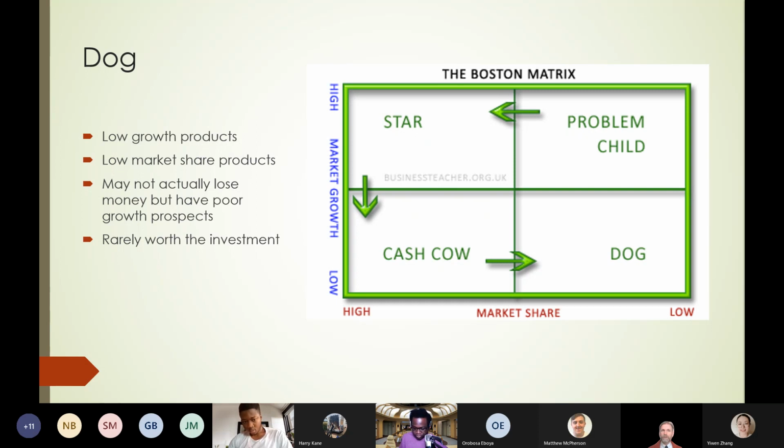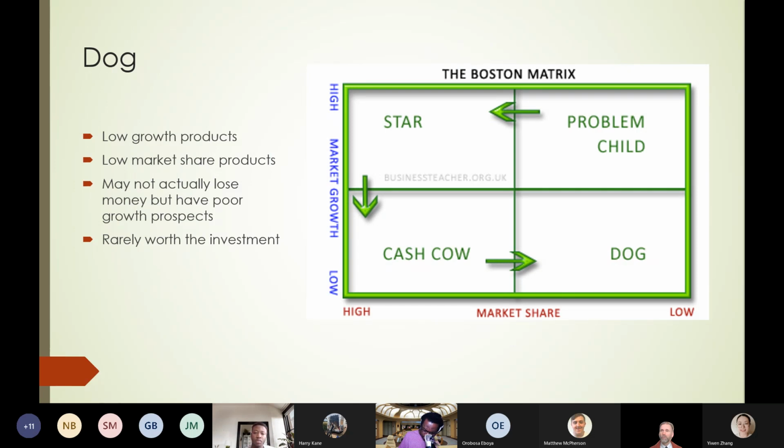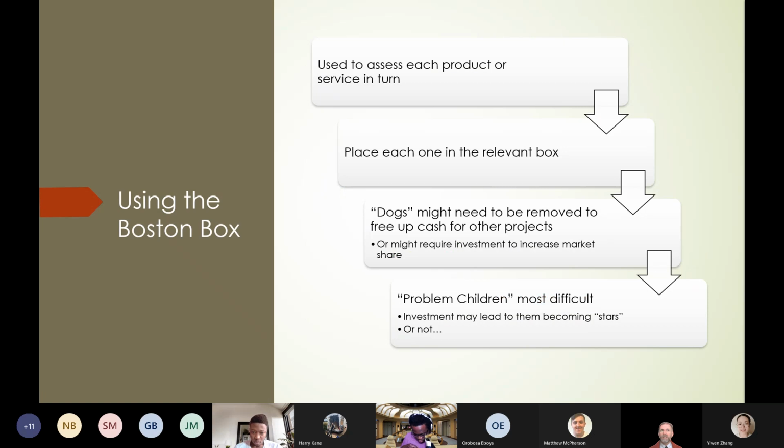So that's what the Boston box is, a simple way of categorizing your portfolio. To do it, it's as simple as identifying the portfolio, assess it, and figure out which box it's supposed to go into. And if it's in the dog box, one that isn't bringing in much money, isn't going to get bigger, but is still eating up time and energy and effort, maybe dump it so you can concentrate on other things.